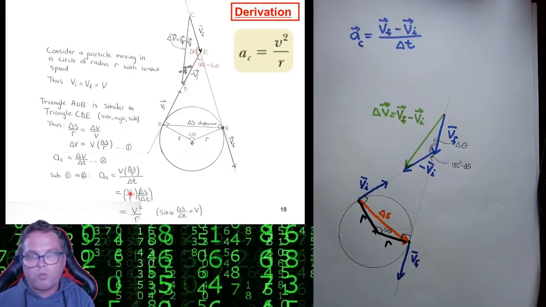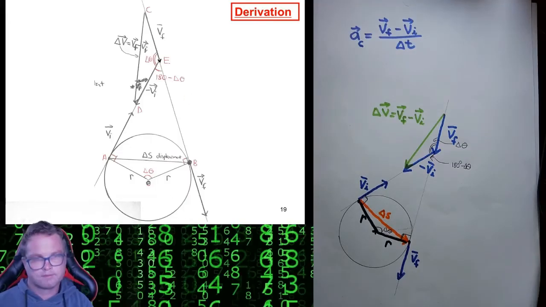So we have one V over here. This quantity delta S over delta T is also V. So this gives another V, which gives a v squared over r. And there we've derived our expression for the centripetal acceleration.